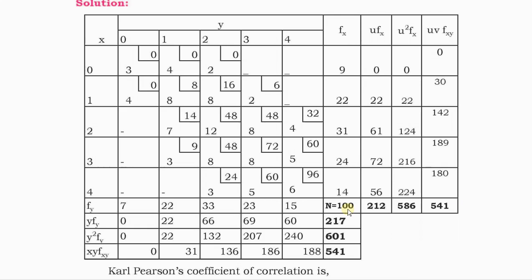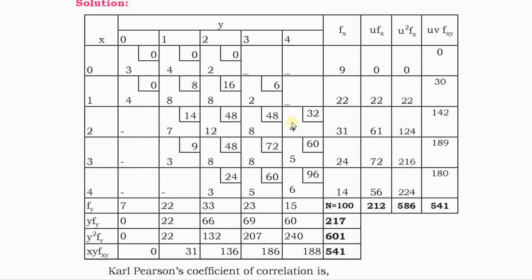Next, actually they should have written here x into fx, but they have written u. So make the correction there in your textbooks. This is x square. This is x into y. Okay. So next, now x into fx. So 0 into 9 is 0. Next, 1 into 22 is 22. 2 into 31 is 62.